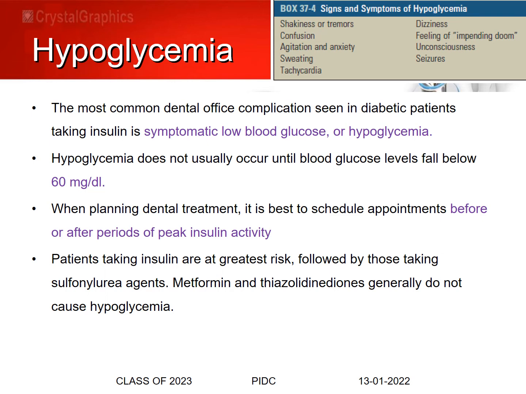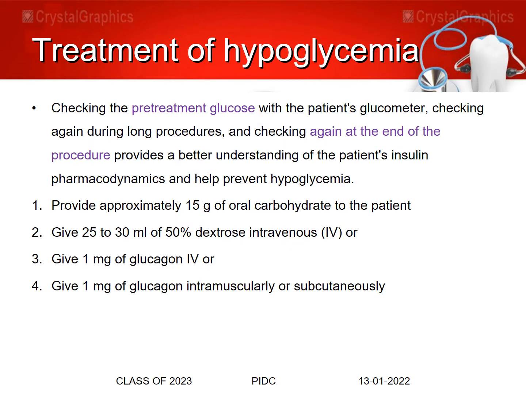Metformin and thiazolidinediones generally do not cause hypoglycemia. Coming on to the treatment of hypoglycemia, checking the pre-treatment glucose with the patient's glucometer, checking again during long procedures, and checking again at the end of the procedure provides a better understanding of the patient's insulin pharmacodynamics and helps prevent hypoglycemia.